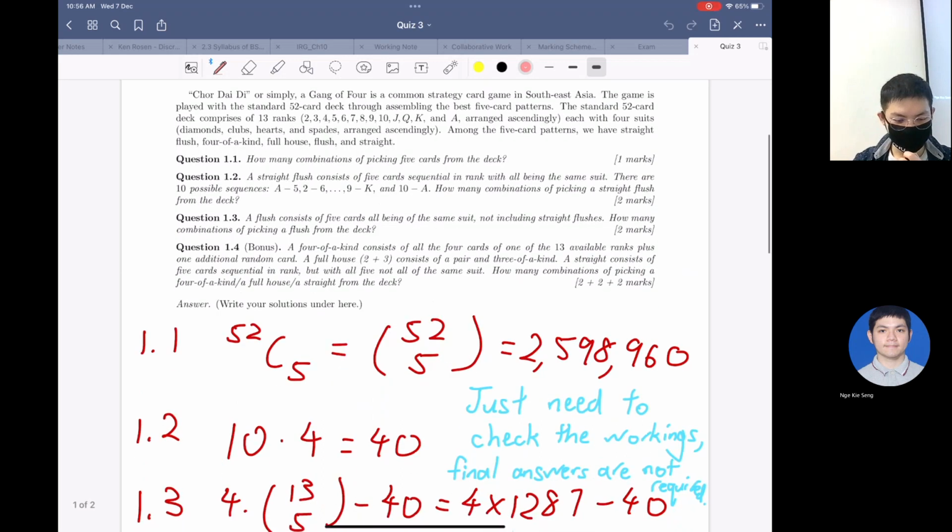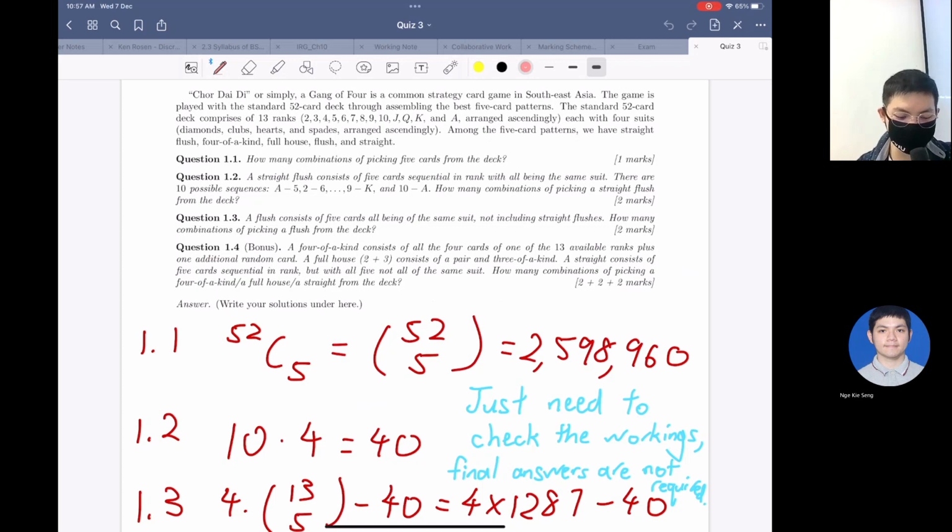And then 1.2 is asking about straight flush. So what is a straight flush? 5 cards sequential in rank. Rank is 2 to A: 2, 3, 4, 5, 6 until A. Then 5 cards in sequence, and all have the same suit, or we say flower, same suit.